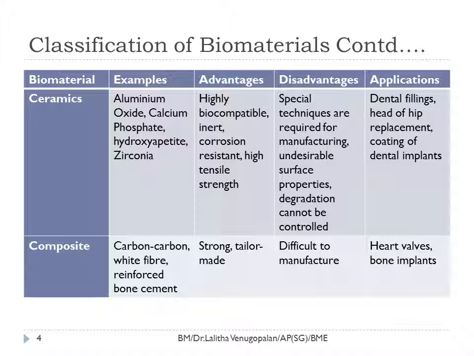Composites such as carbon-carbon nanofibers or reinforced bone cements are some examples of composites that are used for biomaterial purposes. They're very, very strong and they're tailor-made. However, again, tailor-made and strong sounds ideal, but they're difficult to manufacture. They're often used to make heart valves and bone cements or implants.